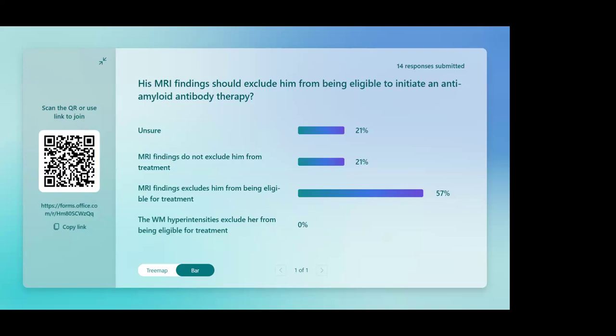Okay, so we have a huge percent of the audience inclined to the fact that these MRI findings exclude him from being eligible for treatment. So I'm not gonna give an answer right now. I'm gonna go over the next few slides and we're gonna come back to this a little bit later.